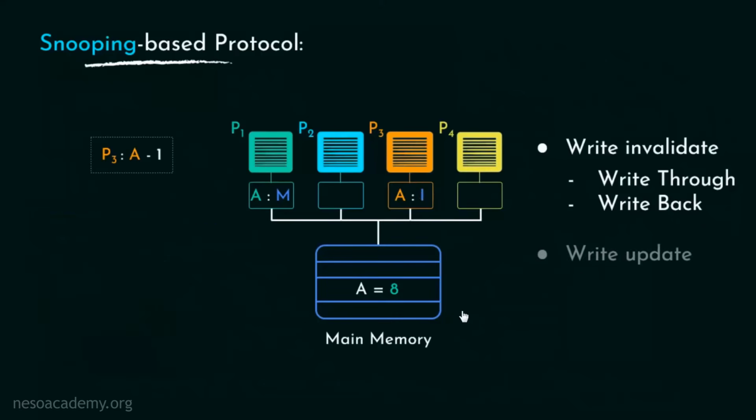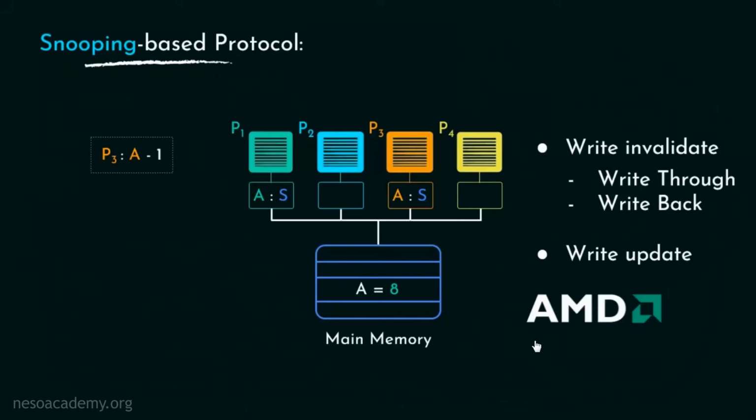Now let's talk about the write update strategy. In write update, instead of generating an invalidation request, P1, as soon as it updates a, will generate an update request and place it on the shared bus, commanding all the other caches to update their local copies of a. And once all the copies of a are updated, all the different cache controllers will specify the states as shared. Now in write update, for write through and write back, similar kind of strategy will be followed as we did in case of write invalidate.